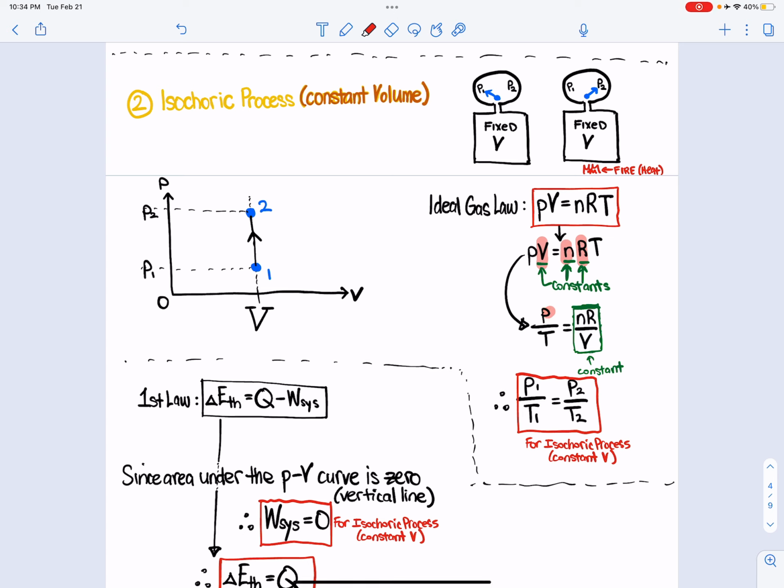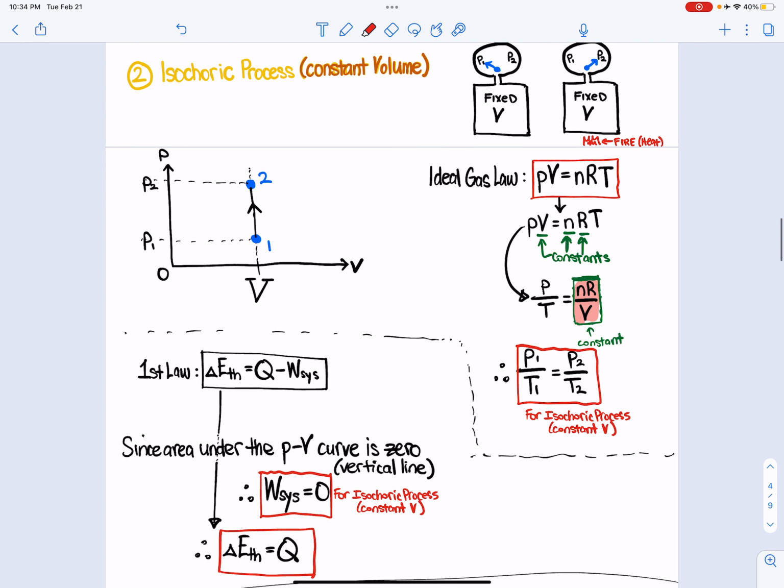And so because this is constant, if we increase T, or we increase the temperature, then we are also having to increase the pressure, right? Also, because this is constant for state 1 and state 2, we'll get that P1 over T1 is equal to P2 over T2 for an isochoric process, or a process with constant volume. What else? Work done by the system is equal to 0 for an isochoric process, right?